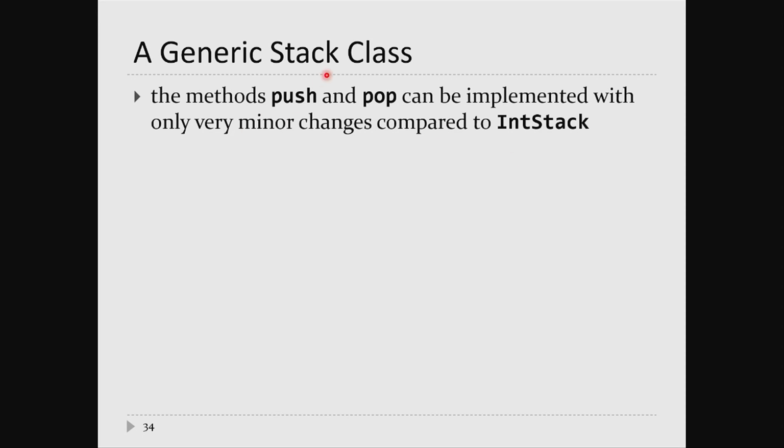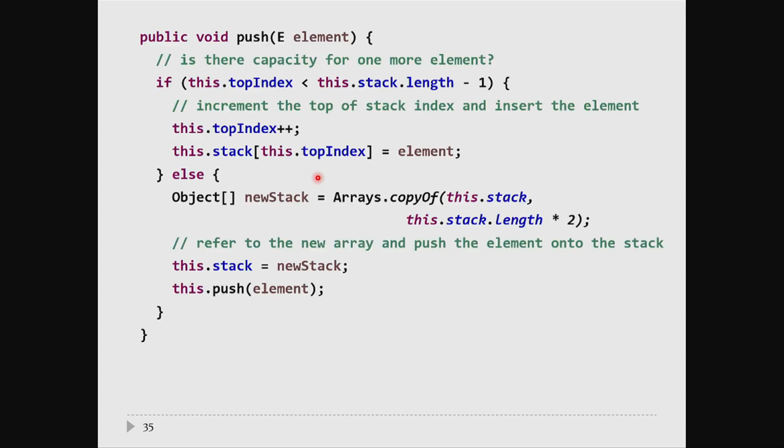Okay. The methods push and pop. What do you have to change in the class to implement push and pop? It turns out you change almost nothing. For push, you change the parameter from int to E. When you resize the array, you have to remember that your array is now an array of Object. But that's it. Your array type changed and your parameter type changed, and everything else stays the same. So there are very few changes here.